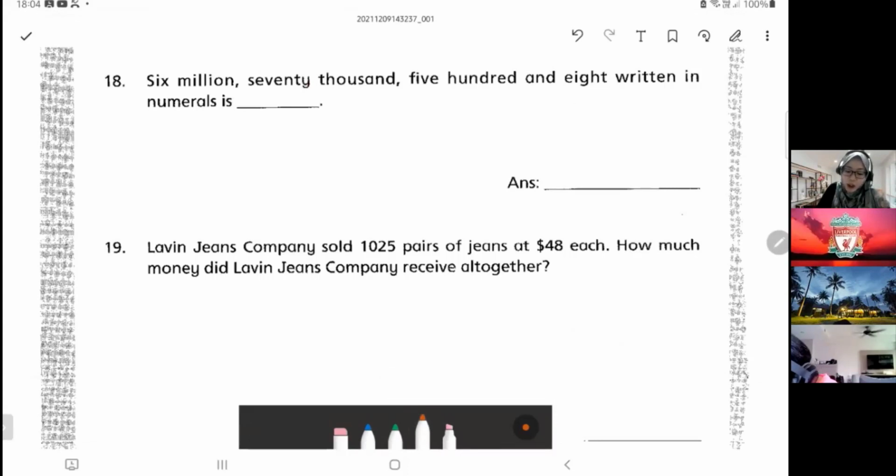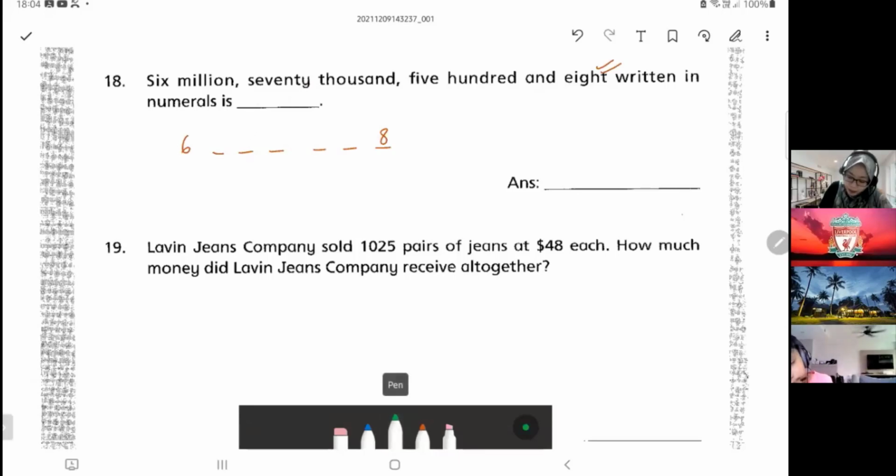6,070,508 written in numerals, in numbers. Okay, so 6 million, you know that I will have to have my 6, then million means there will be 6 zeros, right? 1, 2, 3, 4, 5, 6, like that. Then we fill up. 70,508. The last number is 8. This one done. 70,000 means you look at the 10,000s place.